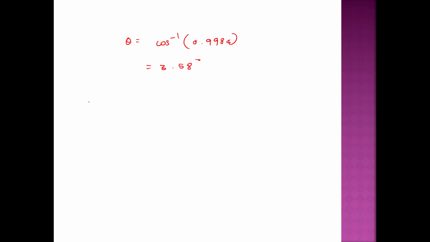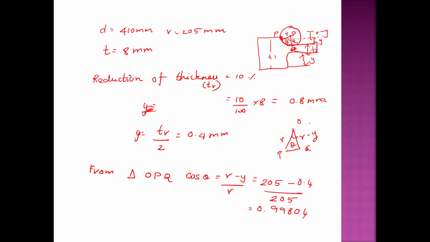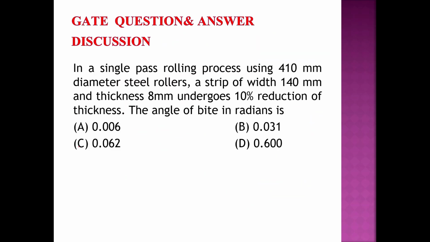In the question they are asking the angle of bite in radians. So we can simply multiply the answer by pi by 180, so we will get the radians, which is equal to 0.062 radians. So this is the answer, the angle of bite. So answer is C.